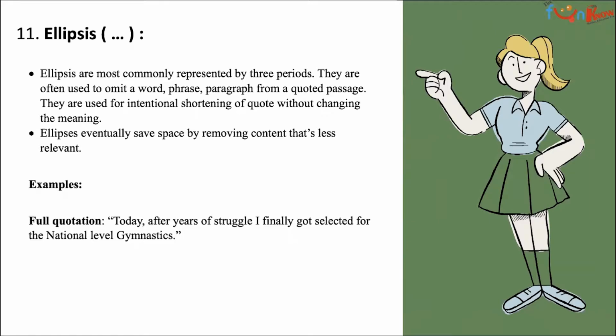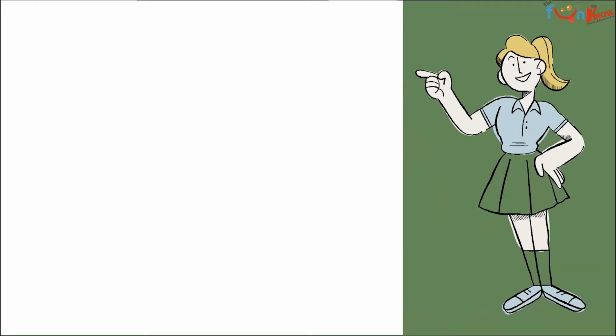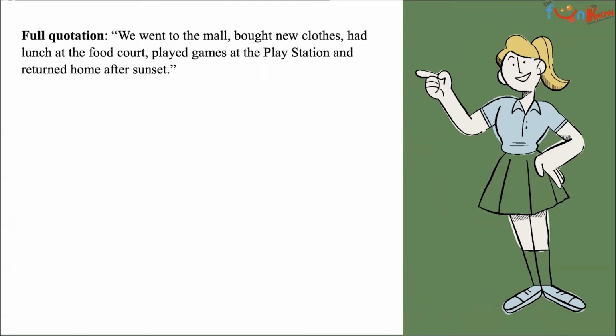Let's see some examples. The full quotation would be, "Today, after years of struggle, I finally got selected for the national level gymnastics." Now, how do we use ellipsis? "Today, ... I finally got selected for the national level gymnastics." Do you see how the 3 dots actually replaced after years of struggle? Let's see some more examples.